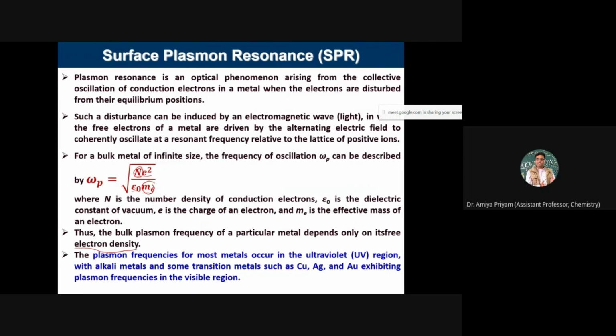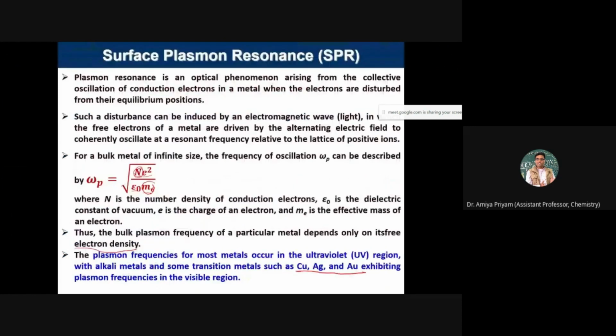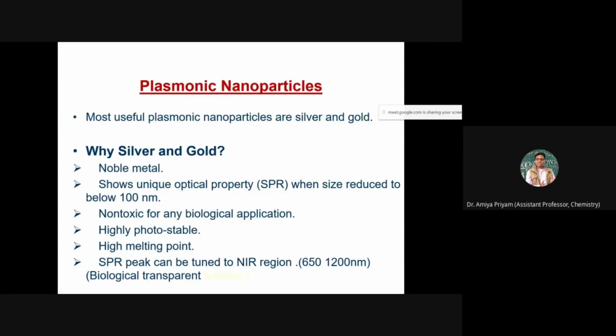We can think of the collective oscillation of electrons on the surface, but most of them have their plasmon frequency located in the ultraviolet region. Okay, it is only copper, silver and gold that exhibit plasmon frequencies in the visible region, and that's why we usually call them plasmonic nanomaterials. So something that is stable at room temperature and exhibits peculiar plasmon frequencies in the visible region. Okay, so silver and gold are the most common ones.